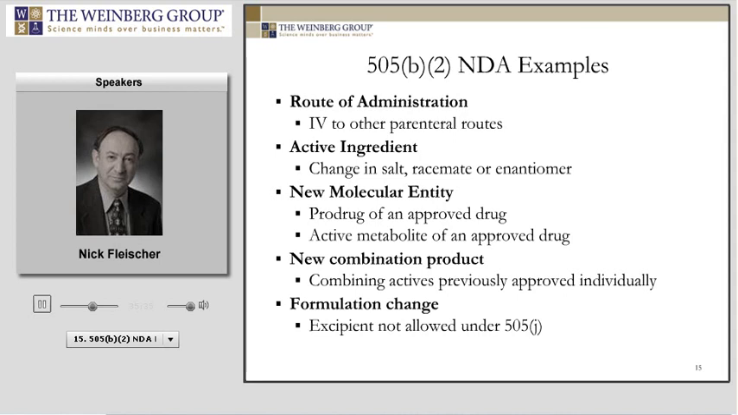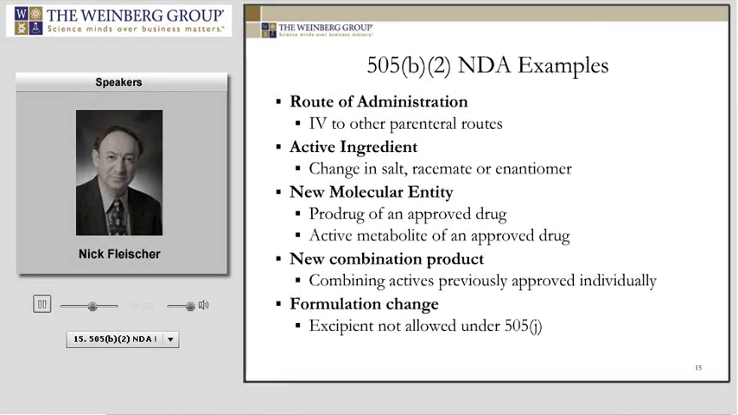An active ingredient change, as I said earlier, changing the API, the active pharmaceutical ingredient, to change the salt, racemate, or enantiomer would be a possibility. And a 505(b)(2) NDA would also be possible for a new molecular entity, an NME.